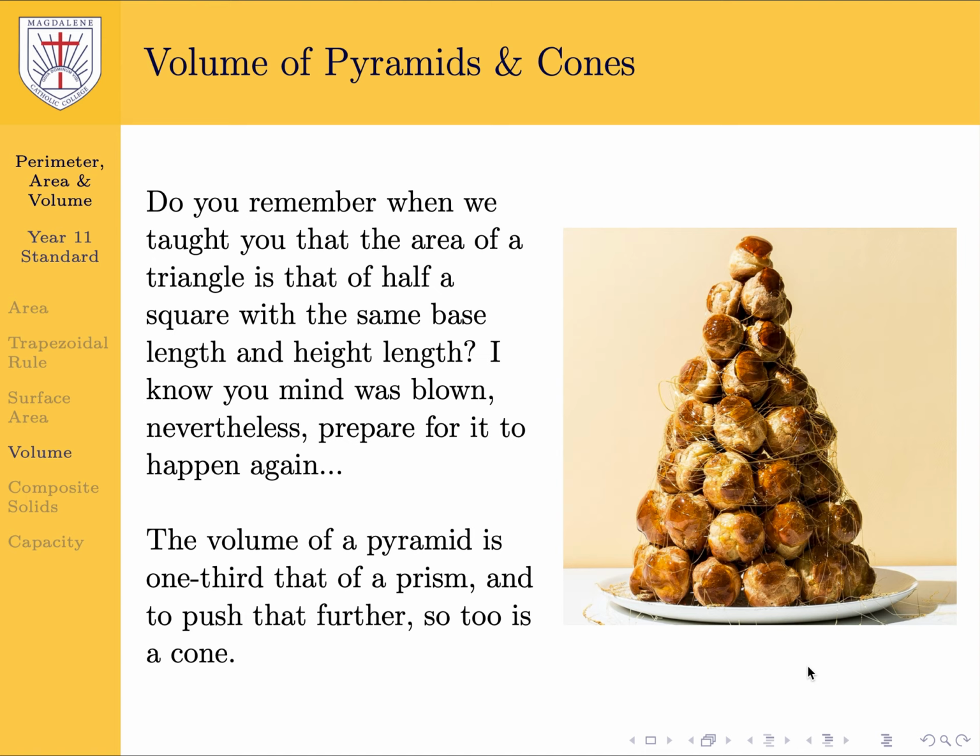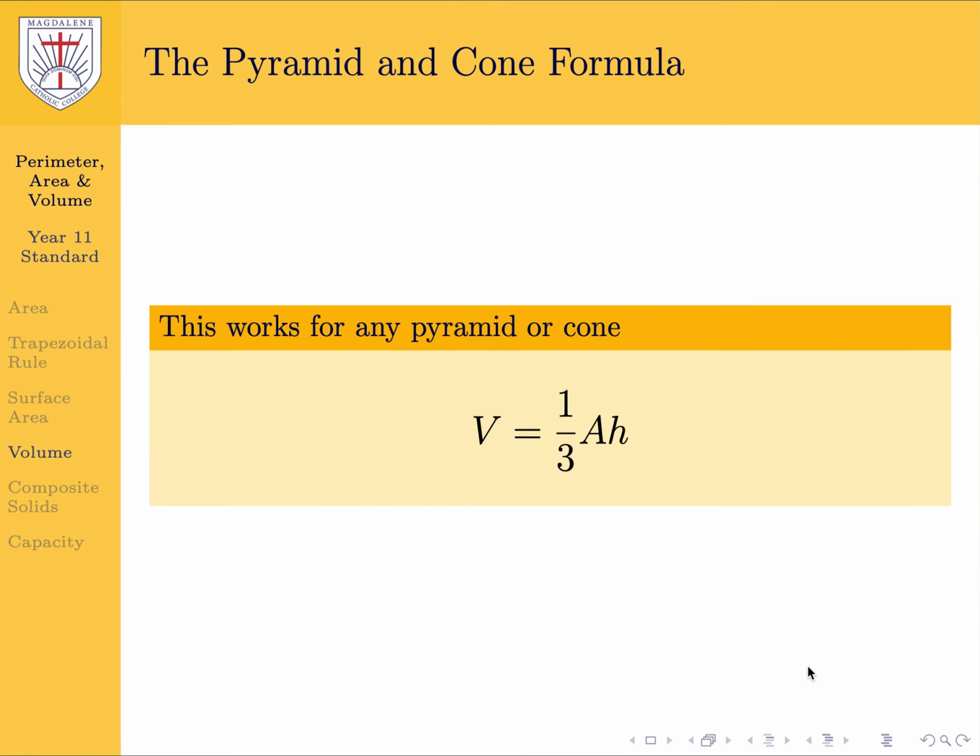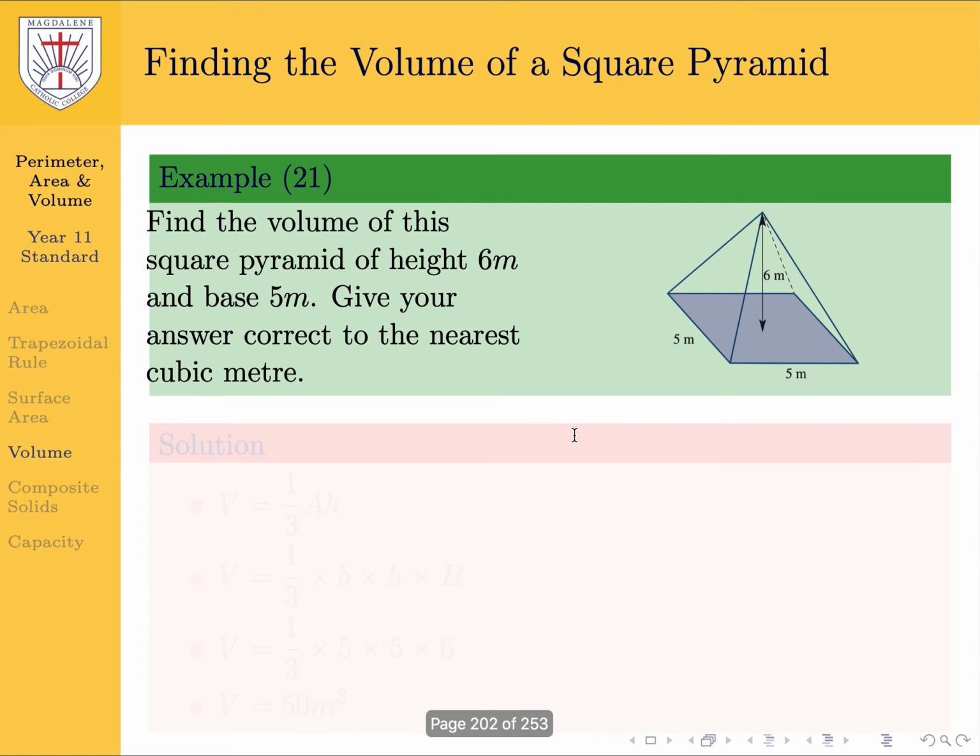The volume of a pyramid is 1/3 that of a prism, and to push that further, so too is a cone. And I hope you like the croquembouche here as an example of a cone. So the formula to find the volume of a pyramid and a cone is the same, and that is volume is 1/3 times A times H. So once again, volume equals AH comes up again, but this time we're just getting 1/3 of it, which is kind of like getting a half of a square to get the triangle.